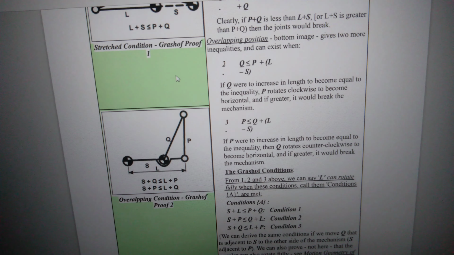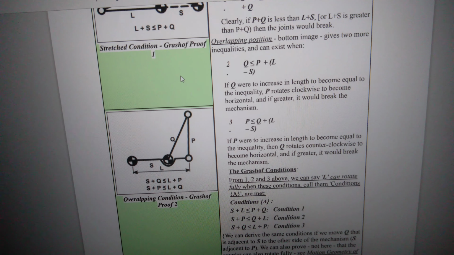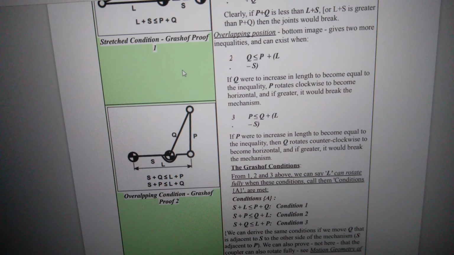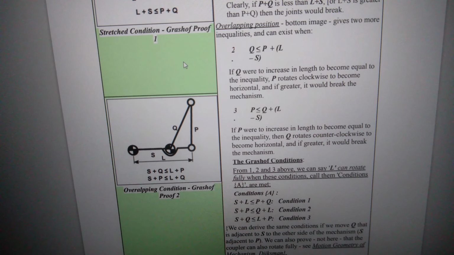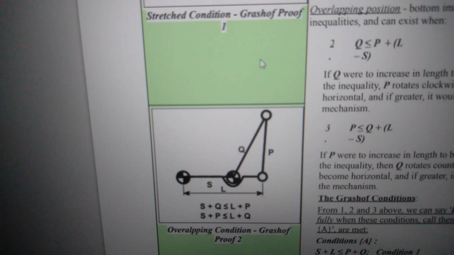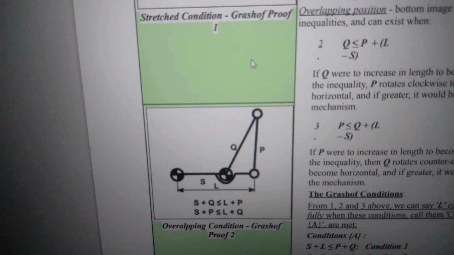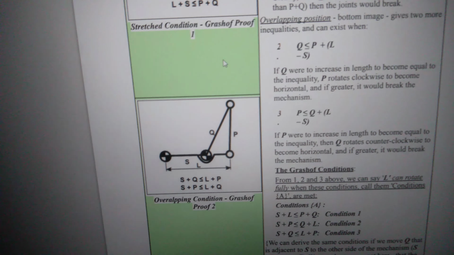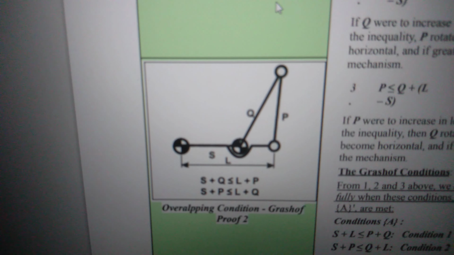The first inequality is when Q is greater than or equal to P plus L minus N. If we were to increase Q, then for it to happen, P rotates clockwise to become horizontal, as you can see in the figure. If we increase the length of Q, then P also has to rotate clockwise to become horizontal. In the figure, I think it's self-explanatory, sir.